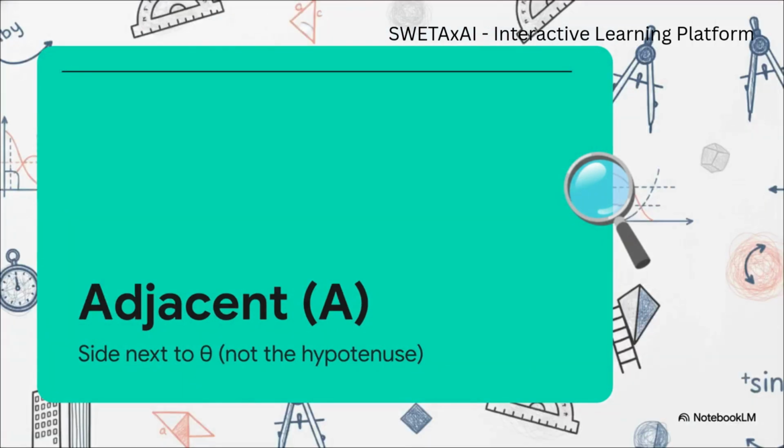And finally, we have the adjacent side. Adjacent is just a fancy way of saying next to. So this is the side right next door to your chosen angle, theta. Think about it. Your angle is actually touching two sides. One is that hypotenuse we already locked down, and the other is this adjacent side. Together, the hypotenuse, opposite, and adjacent form our fundamental trio, the whole shebang.